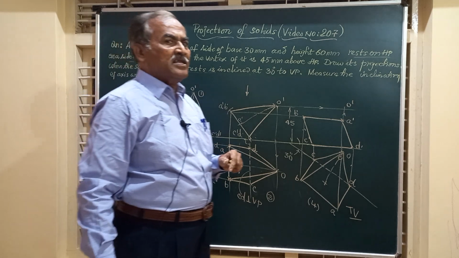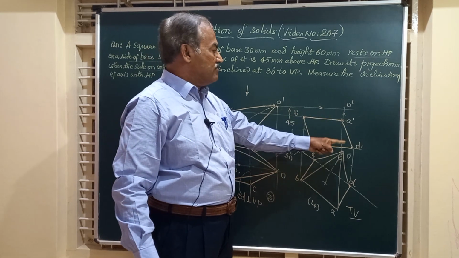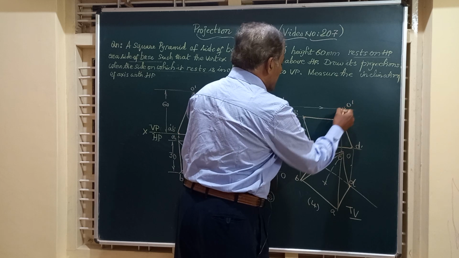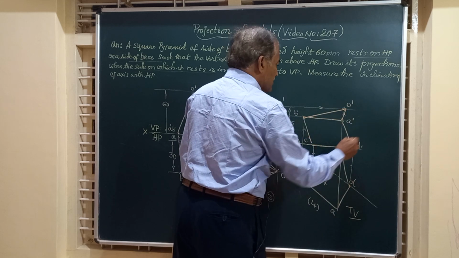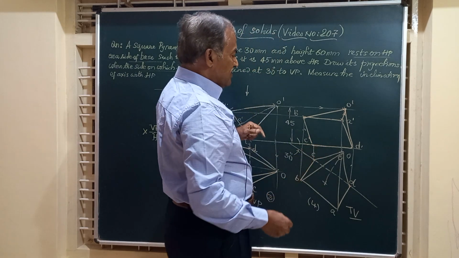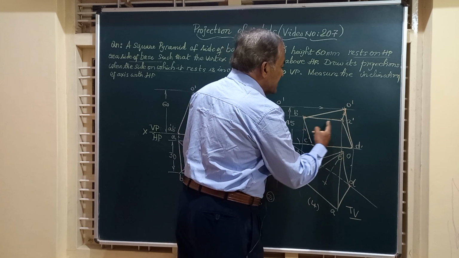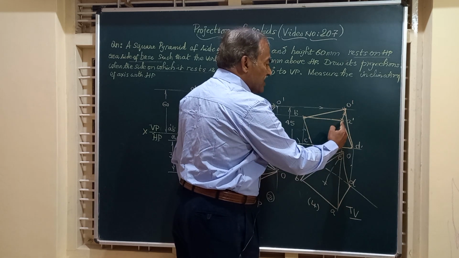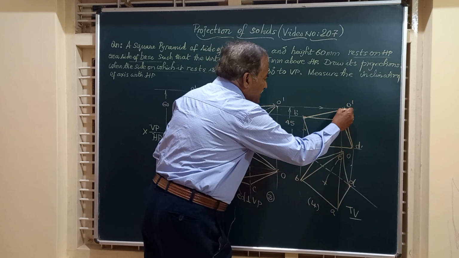Friends, finally, let's join the vertex to all the four corners A dash, B dash, C dash, and D dash. Friends, here I'll start with this A dash. So O dash A dash, O dash B dash, O dash D dash, and O dash C dash. See friends, when you are joining this O dash C dash, it is intersecting this horizontal line A dash B dash. We know very well already it is a full line, a visible line. Hence, the line joining O dash and C dash should be a dotted line.